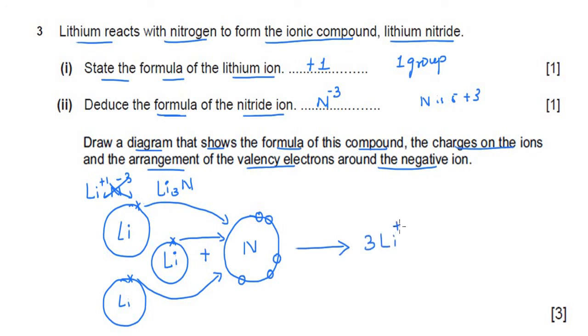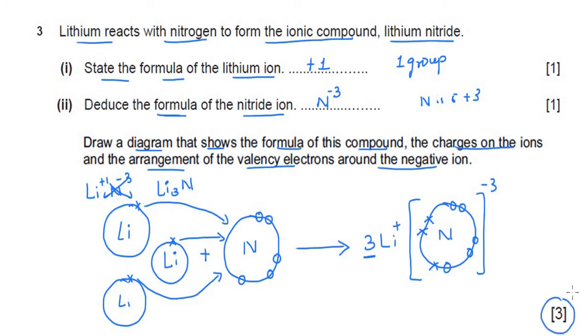which will be presented with 3 lithium ions with +1 charge each. We are writing 3, which represents the 3 lithium ions, and 1 nitride ion, where we need to show the outer shell electrons with 5 electrons of nitrogen's own and 3 electrons from the lithium atoms, which will give the charge -3 to nitrogen. And for this, we gain 3 marks.